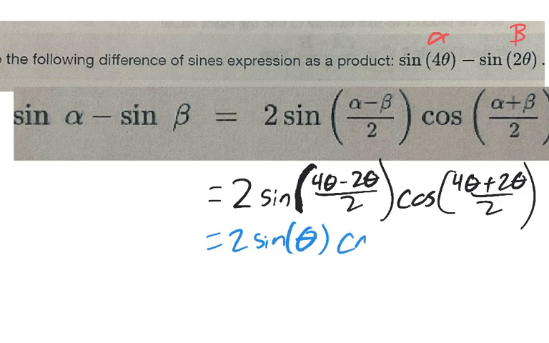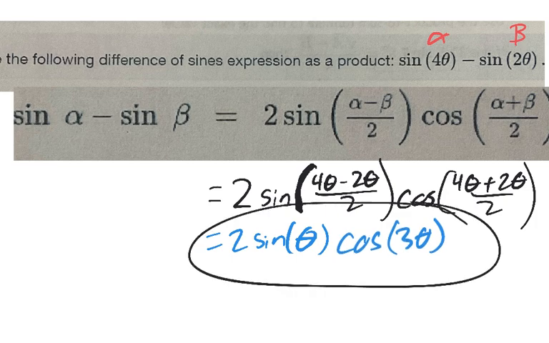Next I've got cosine. 4 theta plus 2 theta is 6 theta. 6 theta over 2 is 3 theta. So that's really kind of ugly looking, right? But did I take something that was a difference and write it as a product? Yes. Then I'm done. Hey, this would have helped me out so much.